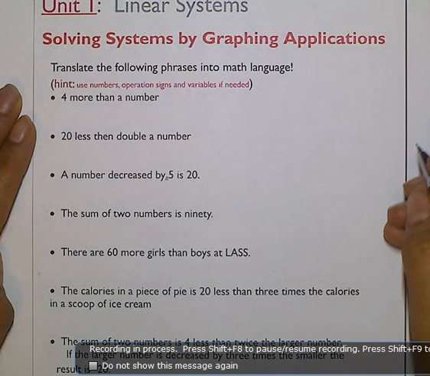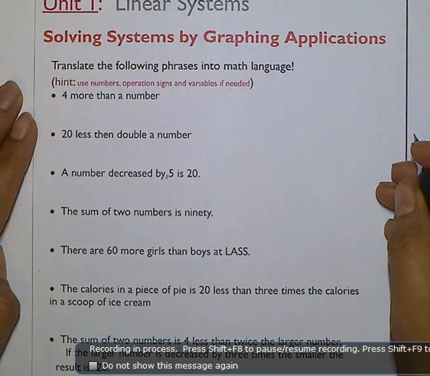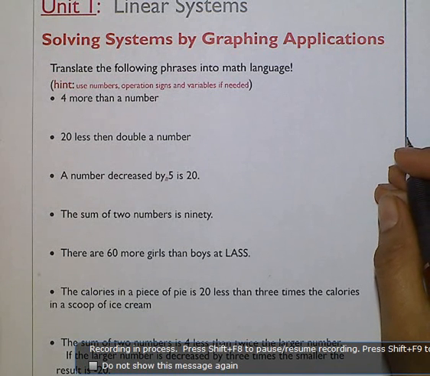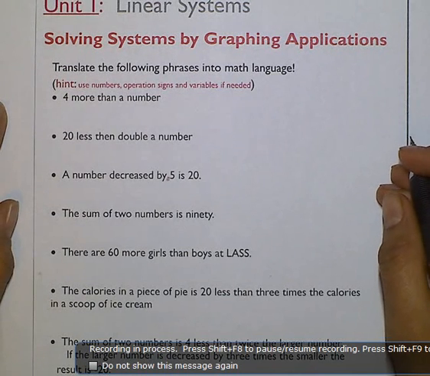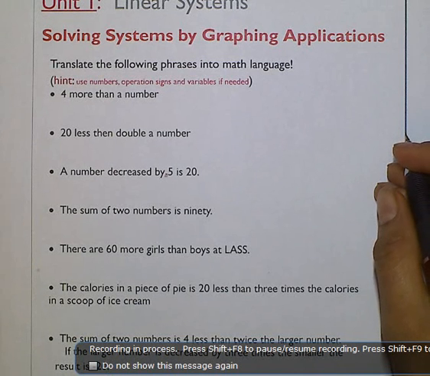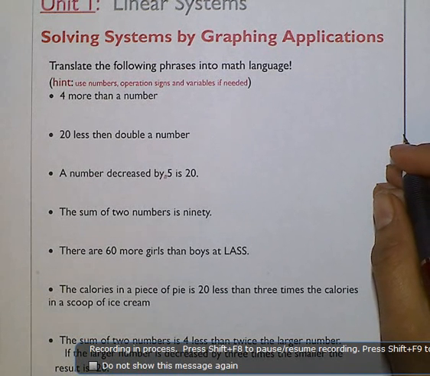Okay, so our second lesson of unit number 1 is solving linear systems by graphing and its application. So basically we're going to do the exact same thing as what we did last class, but now we're going to look at it in application form. We're going to start off with just translating a few phrases into the math language, just to help ourselves understand some of the let statements and get ourselves more introduced to how to convert words to mathematical numbers.